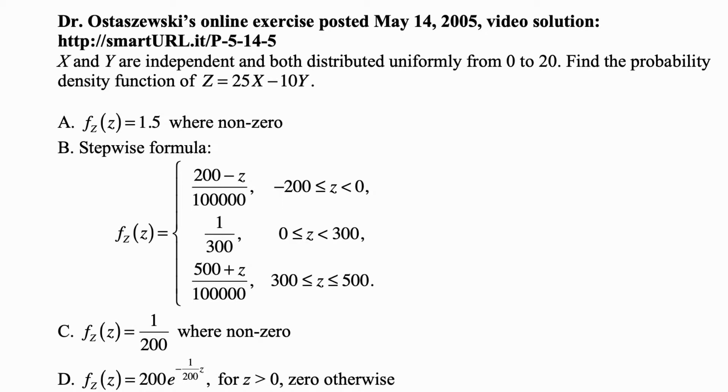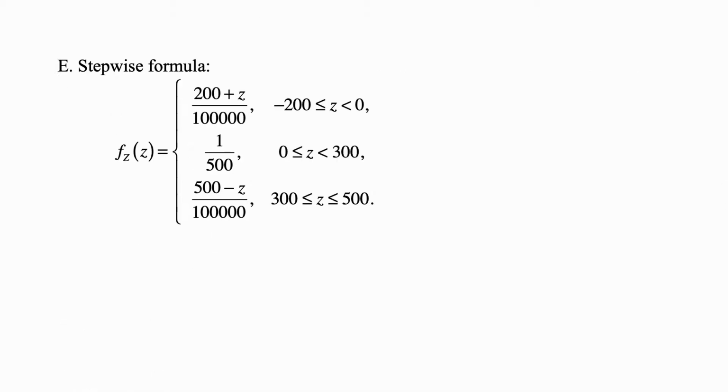C is f sub Z of z equal to 1 over 200 when non-zero. D is f sub Z of z equals 200 times e to the minus 1 over 200 z for z greater than 0 and 0 otherwise. And answer E is another stepwise formula, f sub Z of z equal to 200 plus z over 100,000 for z between negative 200 and 0, 1 over 500 for z between 0 and 300, and 500 minus z over 100,000 for z between 300 and 500.